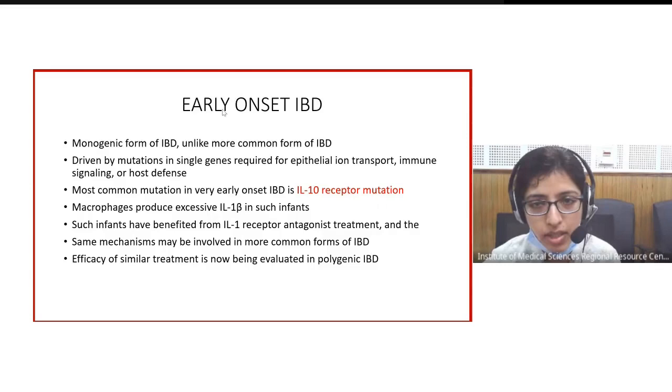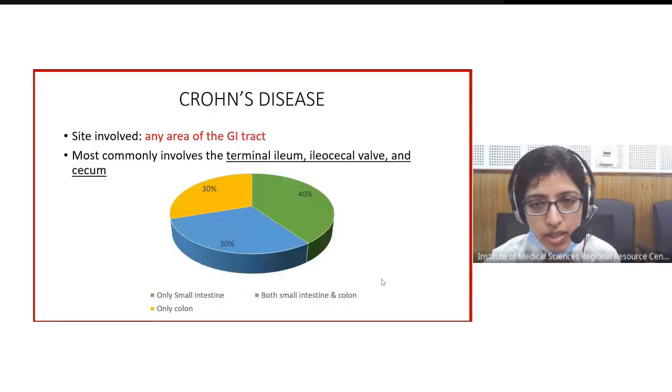So why did we mention early onset IBD? Since this is monogenic, it is less complex. If we know that a single gene is involved, we can give a targeted therapy. We know interleukin 10 receptor mutation results in early onset IBD, so if we give the antagonist for this receptor, patients have been found to benefit. So it has helped in understanding the pathogenesis of the polygenic, or more common, form of IBD, and the efficacy of similar treatment is now being evaluated for polygenic IBD as well.